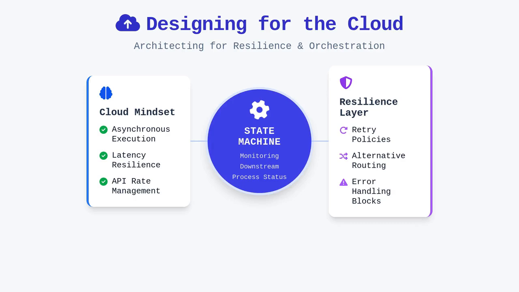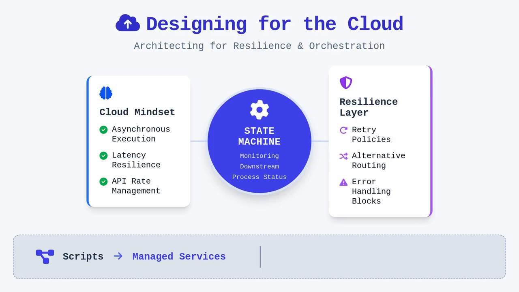This level of orchestration ensures that your automation platform is not merely a collection of scripts, but a managed service capable of delivering consistent business outcomes regardless of where the individual components execute. Proper architecture here allows you to pivot between different automation patterns as your business requirements evolve over time.